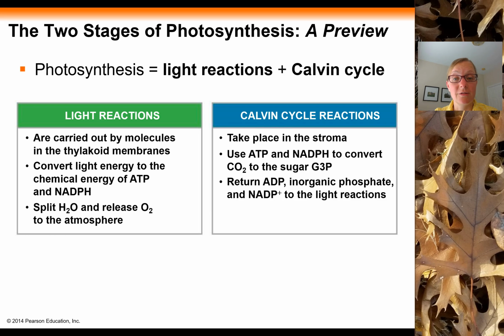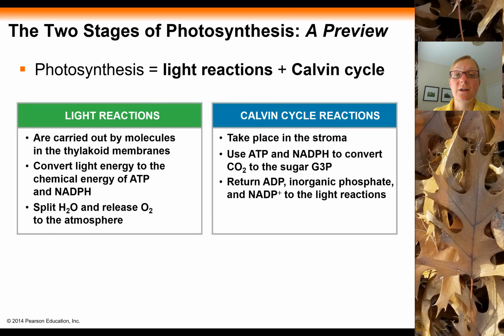So let's go through the Calvin reactions. These take place out in the stroma. So light reactions were in the thylakoid membrane. The Calvin cycle reactions are in the stroma. Remember, that's that fluid that's on the inside of the chloroplast that kind of bathes the thylakoid membrane.